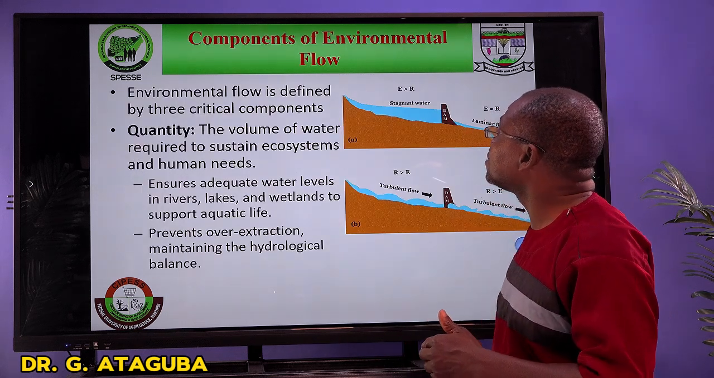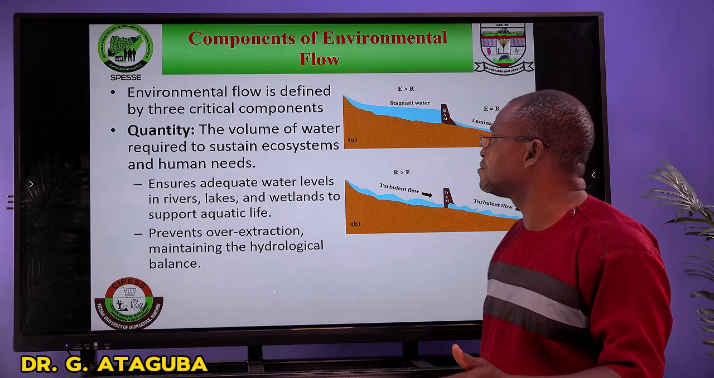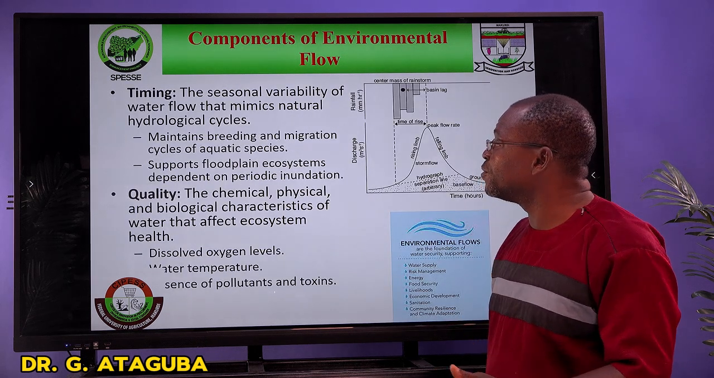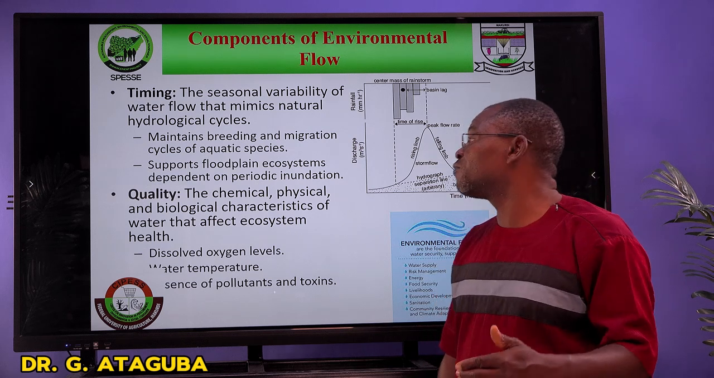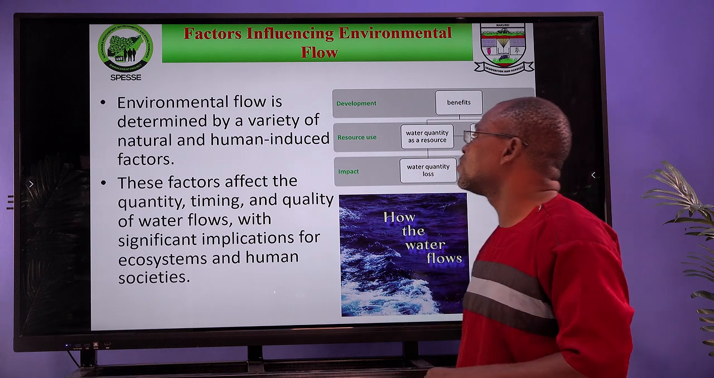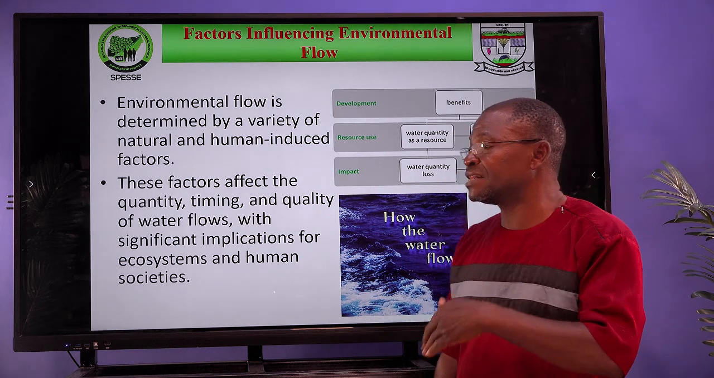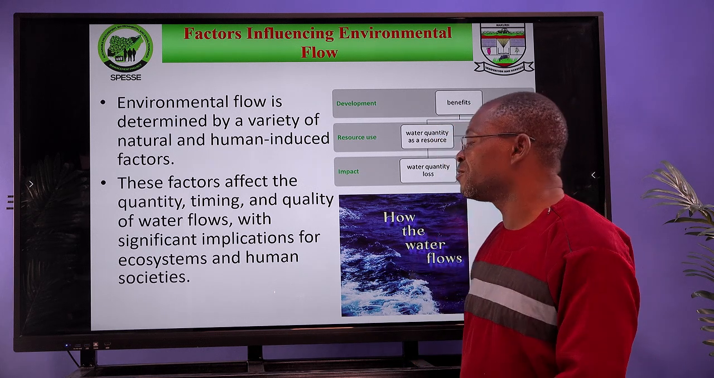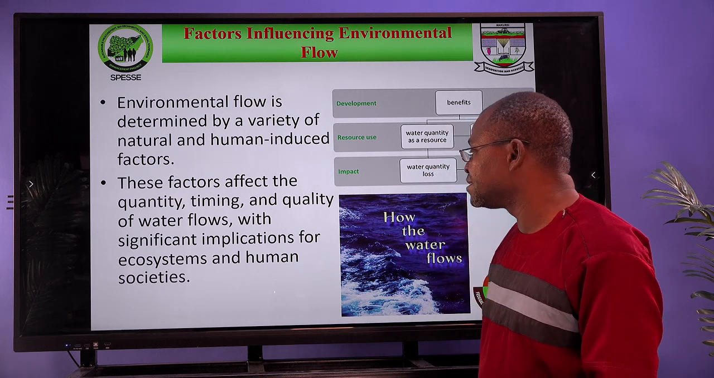Now, components of environmental flow, like we said before, include the quantity, that's the volume of water that we have that can sustain us as human beings in the system, the timing of the flow, and the quality of the flow. This affects the use of water in our environment. Environmental flow is also affected by a variety of natural and human factors. These factors are the ones that determine how much water we have, the time we are able to get the water or remove the water for our use, and then the quality of the water that flows in the environment.